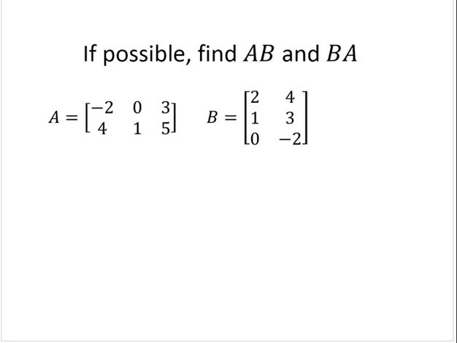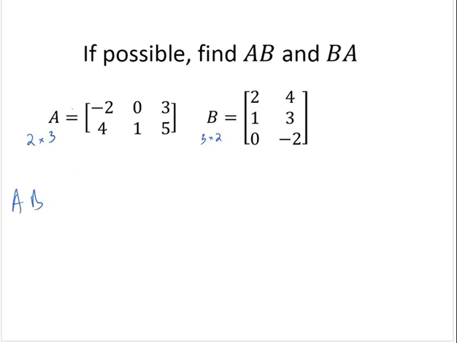If possible, find the product AB and the product BA. All right, so we're asked to multiply matrices here. Notice that matrix A is a 2x3 matrix, and matrix B is a 3x2 matrix. So then to find AB, that's possible.